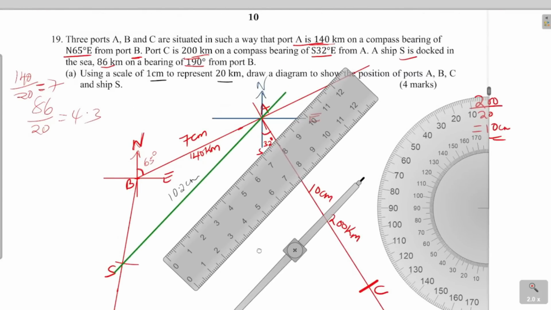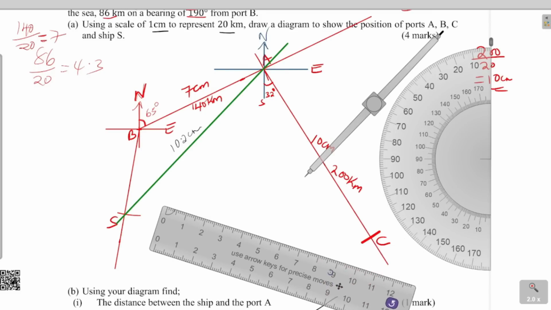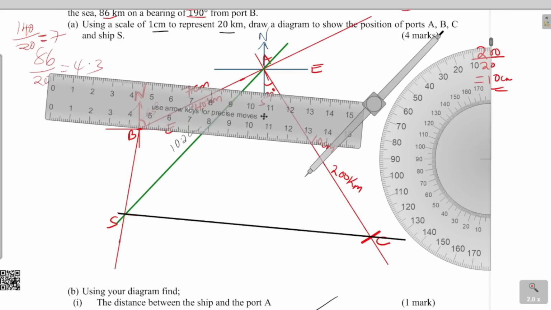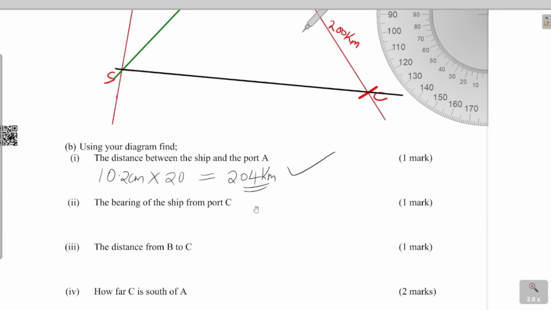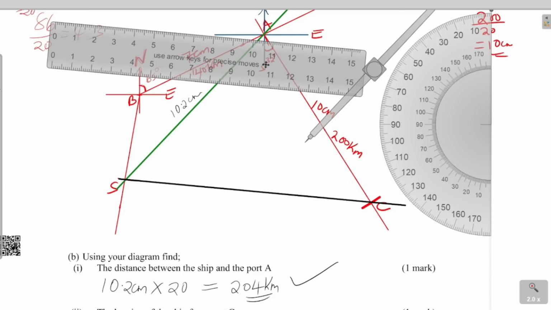Bearing of the ship from port C. The first thing you're going to do is join the two places using a straight line. Then from there, you're going to draw north. You're getting the bearing from which point? From port C, of the ship from C. So you're going to draw your north at C. So that is the north at C.